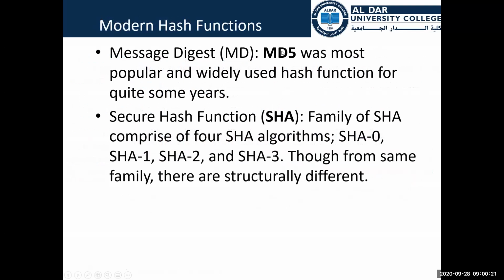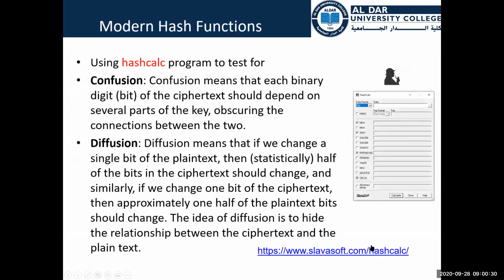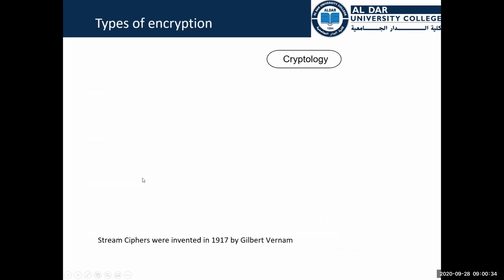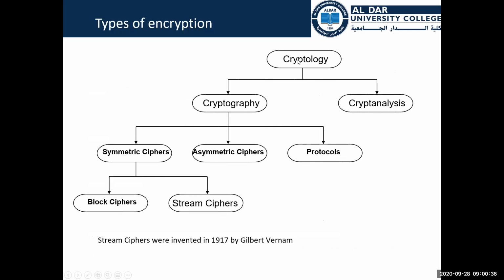We said that there are two common hash functions commercially available, like MD5 and SHA, and we used the hash calculator to define confusion and diffusion. We defined the different types of cryptography, or cryptography and cryptanalysis. We said we have symmetric and asymmetric and protocols. We will talk about symmetric and asymmetric in detail.